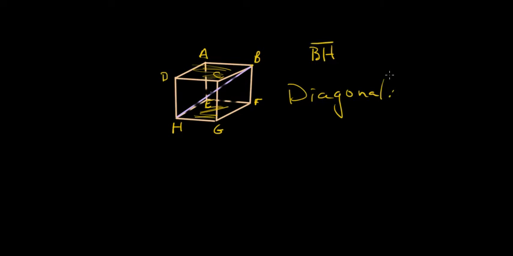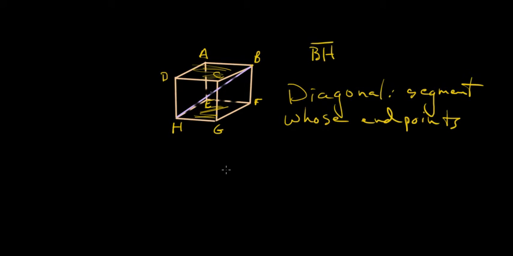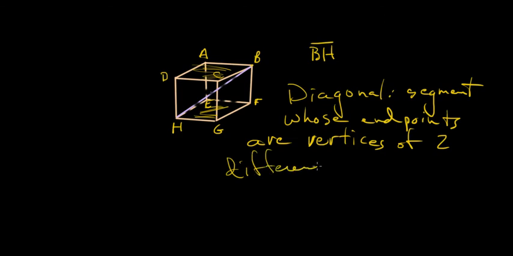The point is that the diagonal, and this is a definition, is a segment whose endpoints are vertices of two different faces of the polyhedron.